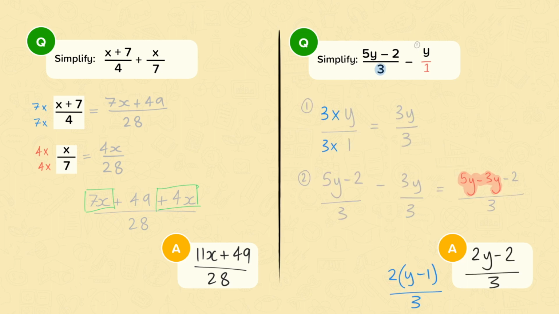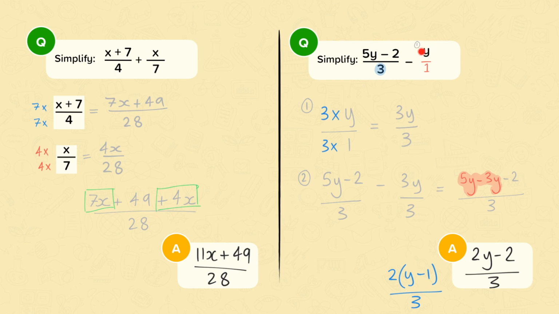Very well done if you got a final answer of 2y minus 2 over 3. Or you could have factorised the top and written 2 brackets y minus 1 over 3. Here's what I did. The key to this question was rewriting y as being y over 1. We do not need to multiply this fraction by this denominator. Multiplying any of this by 1 will not change the values.